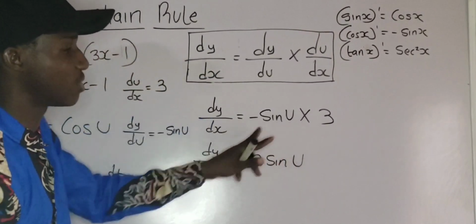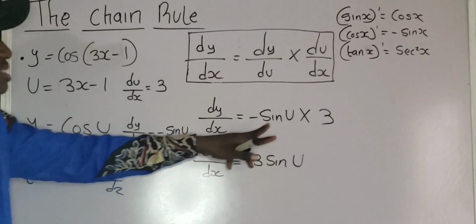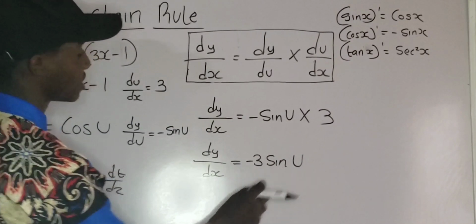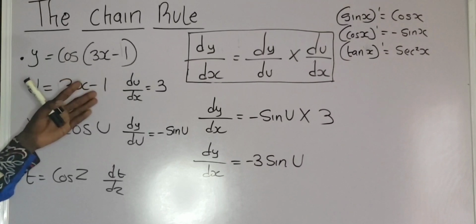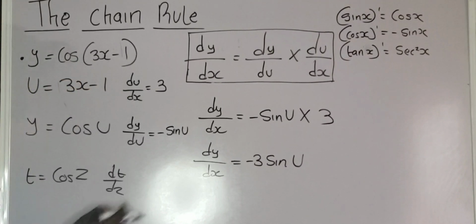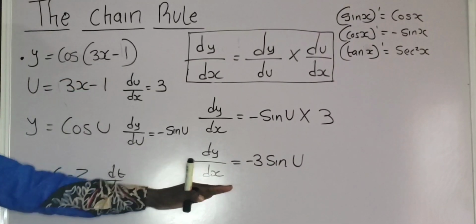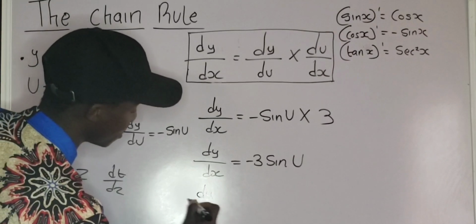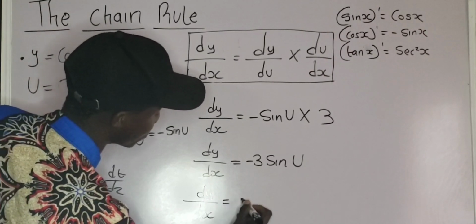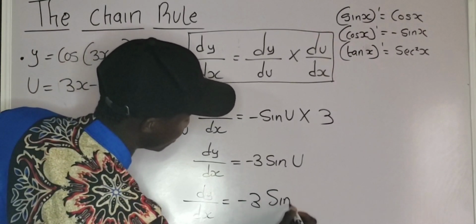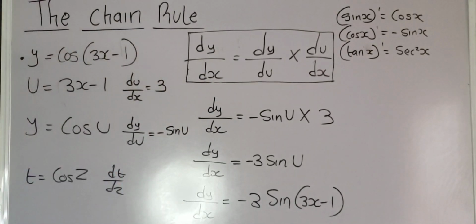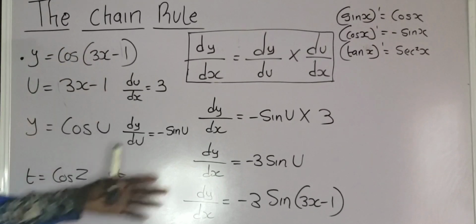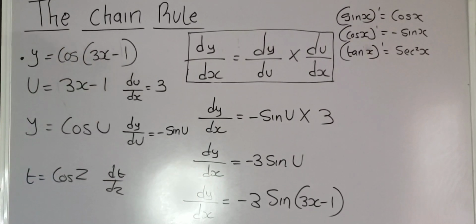If you multiply minus sine u by 3, you're going to get minus 3 sine u. And now recall that we have set u equal to 3x minus 1. Therefore, I'm going to replace u with 3x minus 1 in this equation. So I'm going to have dy over dx equal to minus 3 sine of 3x minus 1. You understand? So the derivative of y equals cos of 3x minus 1 is minus 3 sine of 3x minus 1.